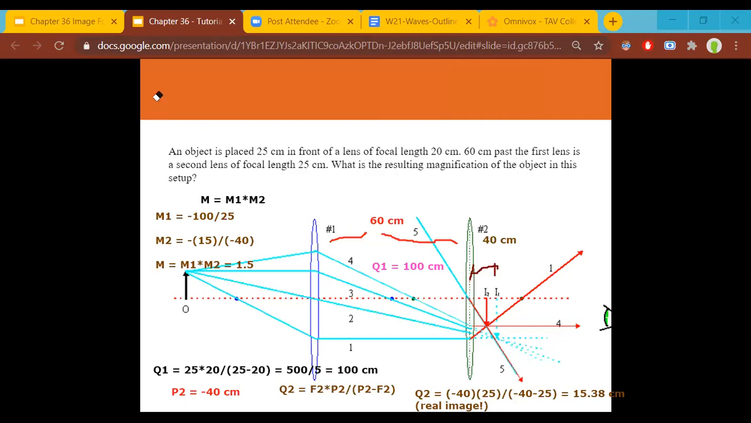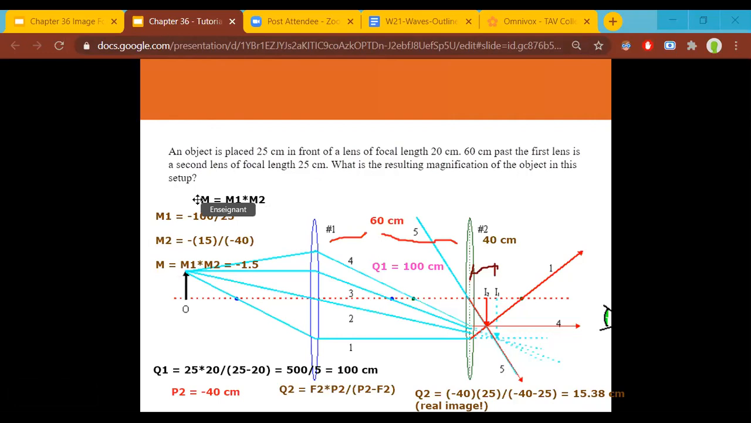But actually, no, sorry, my bad. I forgot a negative sign. The image is actually upside down. A real image is upside down. So there's a missing negative sign in the equation here. It should be negative 1.5.